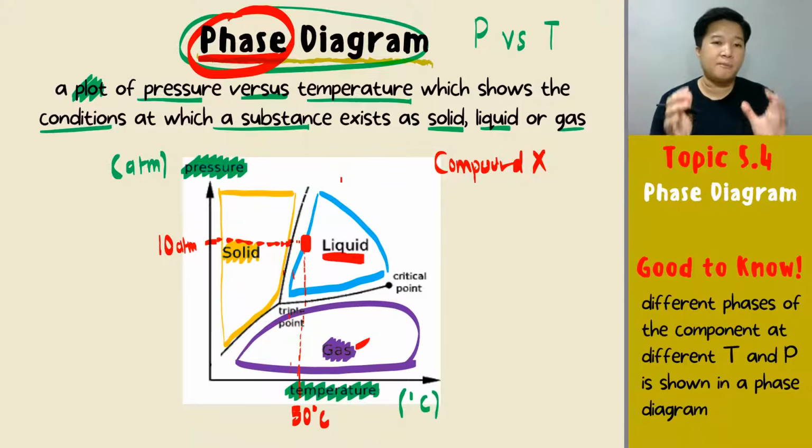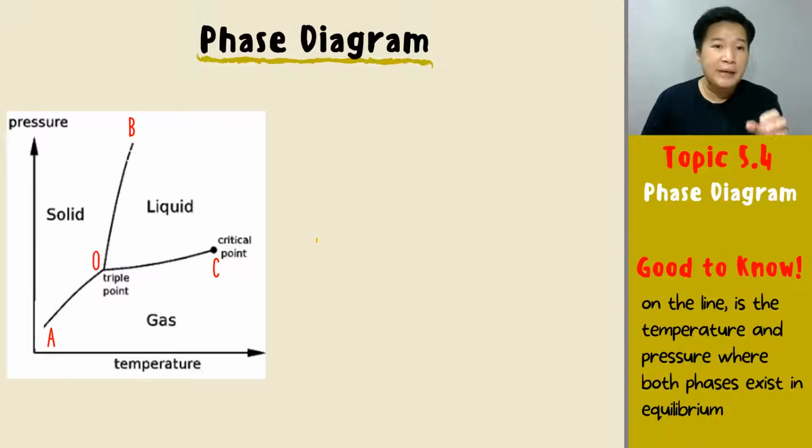Every single compound, every single substance will have its own phase diagram. Because by using the phase diagram of that particular compound, we can know the phases that the compound or substance exists in at a certain pressure and temperature. Simple. So that is the basic thing that you need to know about a phase diagram. There are a few more basic things that you need to know about a phase diagram.